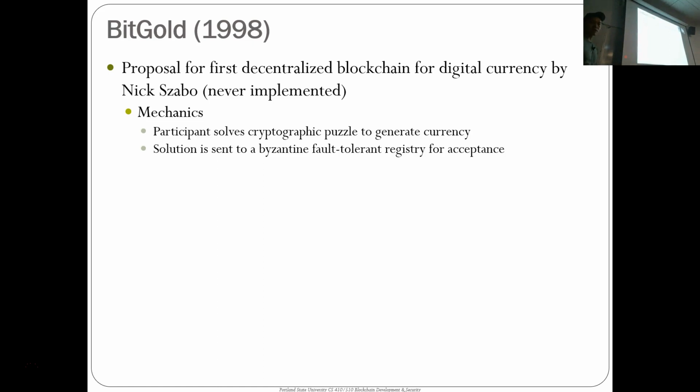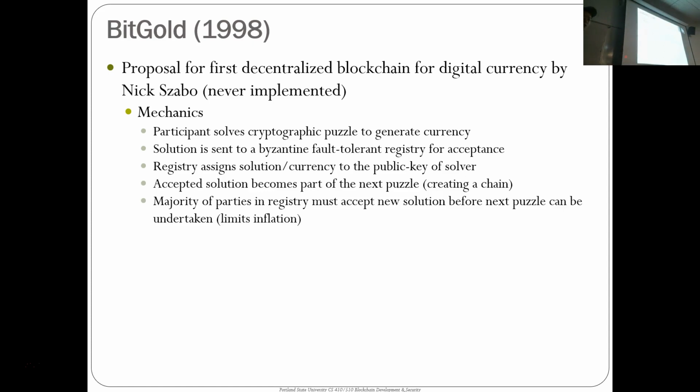So the mechanics of BitGold was that a participant is going to solve a cryptographic puzzle that's difficult to generate currency. It's going to say, hey, I found this solution. I'm going to send it to some Byzantine fault-tolerant registry to accept my currency. And this is going to be a trusted third party, as it turns out, which is not necessarily decentralized. The registry is going to assign the solution to that puzzle to the public key of the participant that solves it. So this is using public key, private key cryptography to assign that currency.